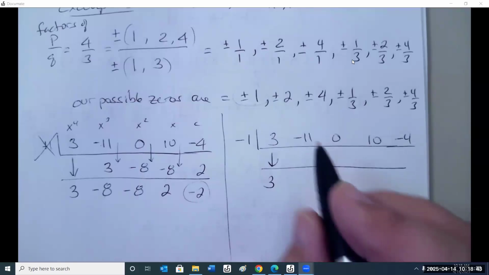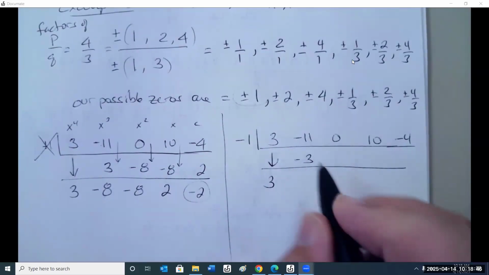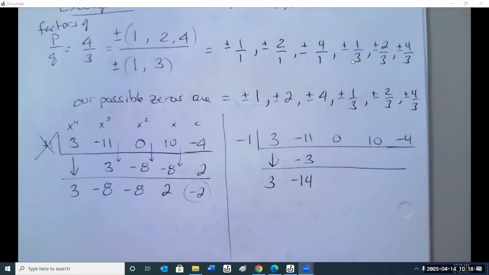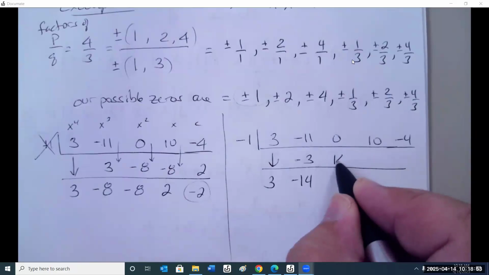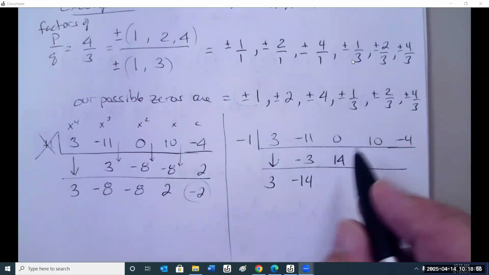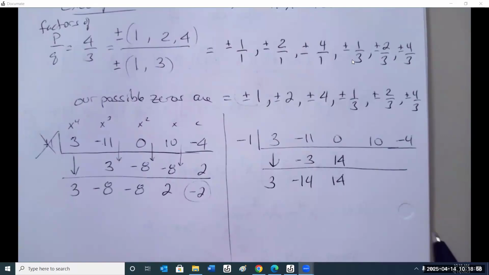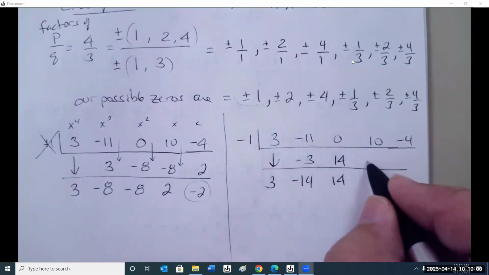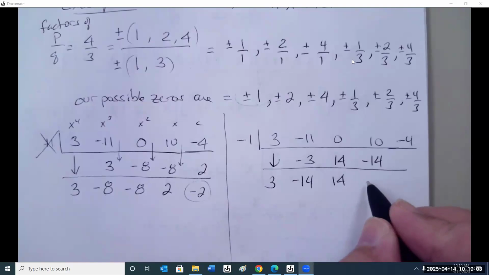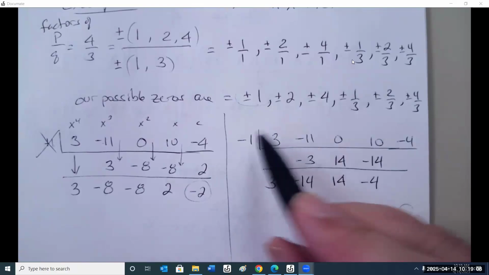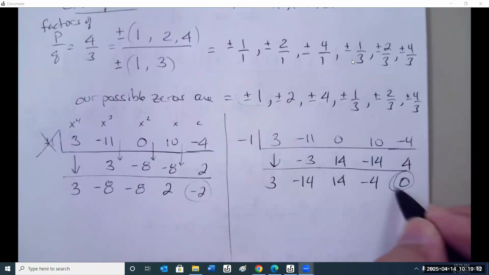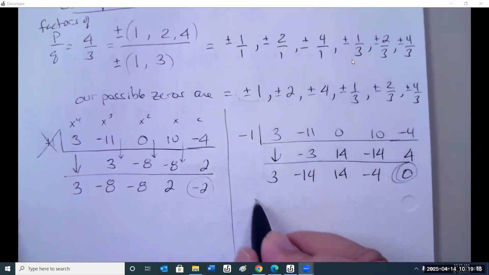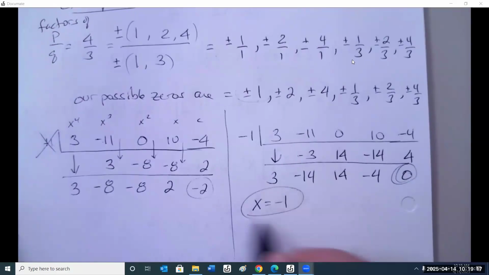So multiply. Negative 1 times 3 is negative 3. Plus negative 11 is negative 14. Negative 1 times negative 14 is positive 14. Plus 0 is positive 14. Negative 1 times 14 is negative 14. Negative 14 plus 10 is negative 4. Negative 1 times negative 4 is 4. Add those. We got a 0. So that tells us that x equals negative 1 is our first 0.